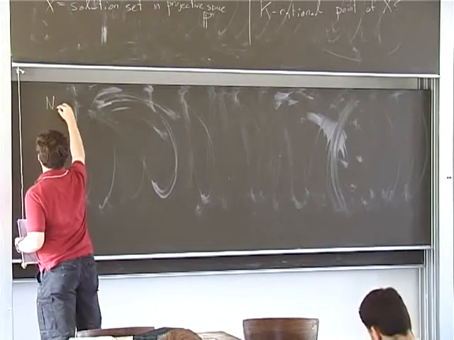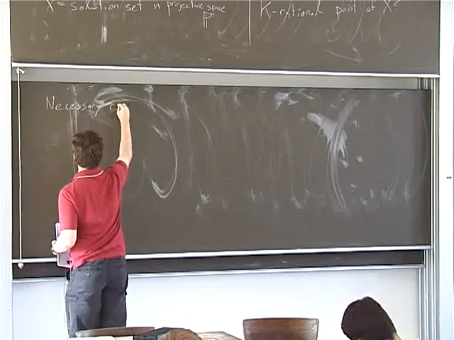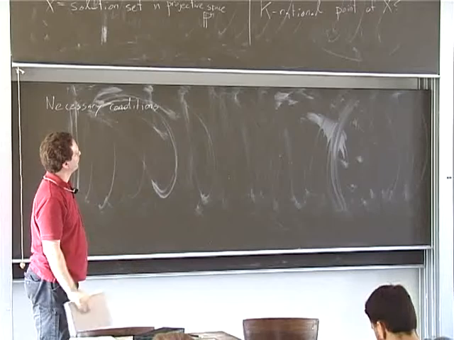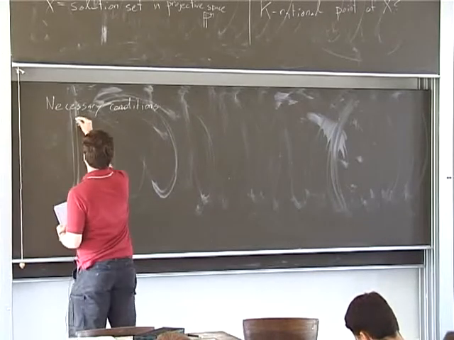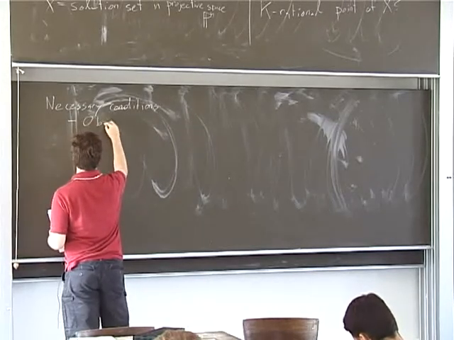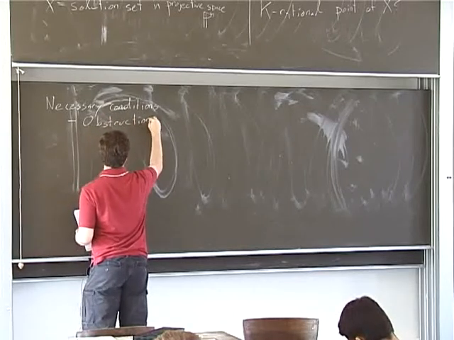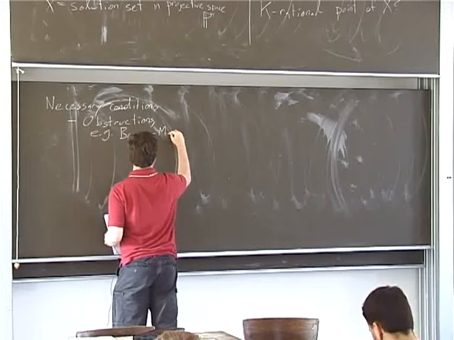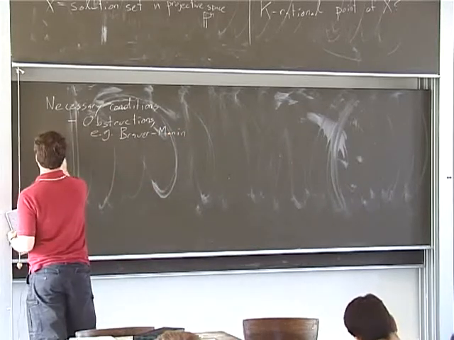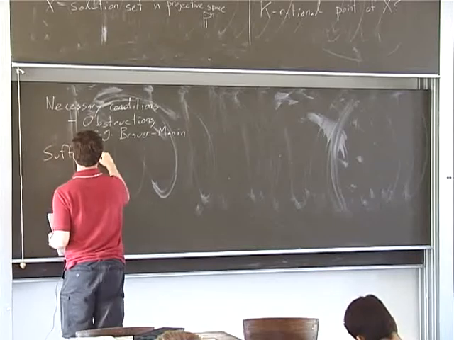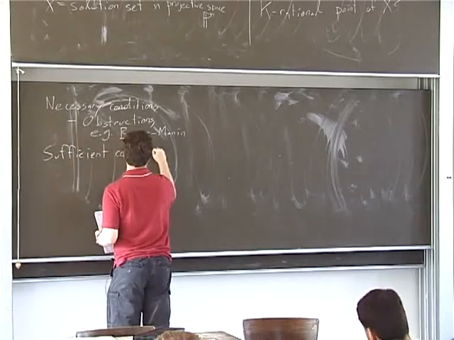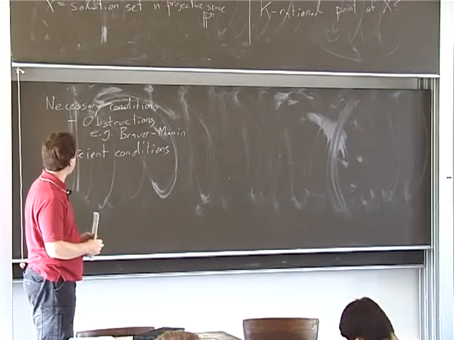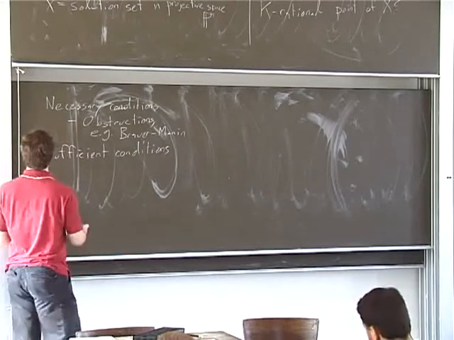So this problem breaks up. We could look for necessary conditions. So we want to know when there aren't points, for instance. And under this heading, we could have obstructions, like the Brauer-Manin obstruction discussed last week. But actually what I'm going to focus on are sufficient conditions. So we want there to be points, and we want to find some simple hypotheses on X that will guarantee there are points.